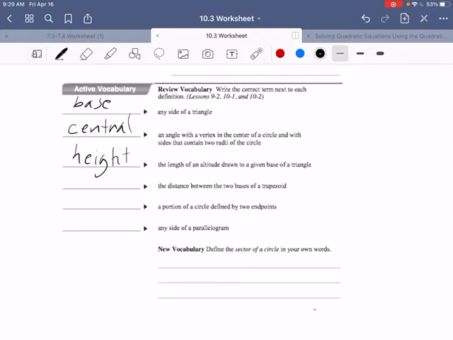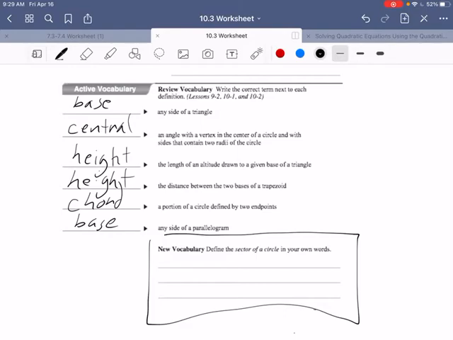I don't know how to spell, but that's okay. Distance between two bases, that's also the height. And a portion of a circle defined by two endpoints. It's a chord. And any side would be a base. Okay? Then I want you to look at your textbook and define the sector of a circle in your own words, just so you know.